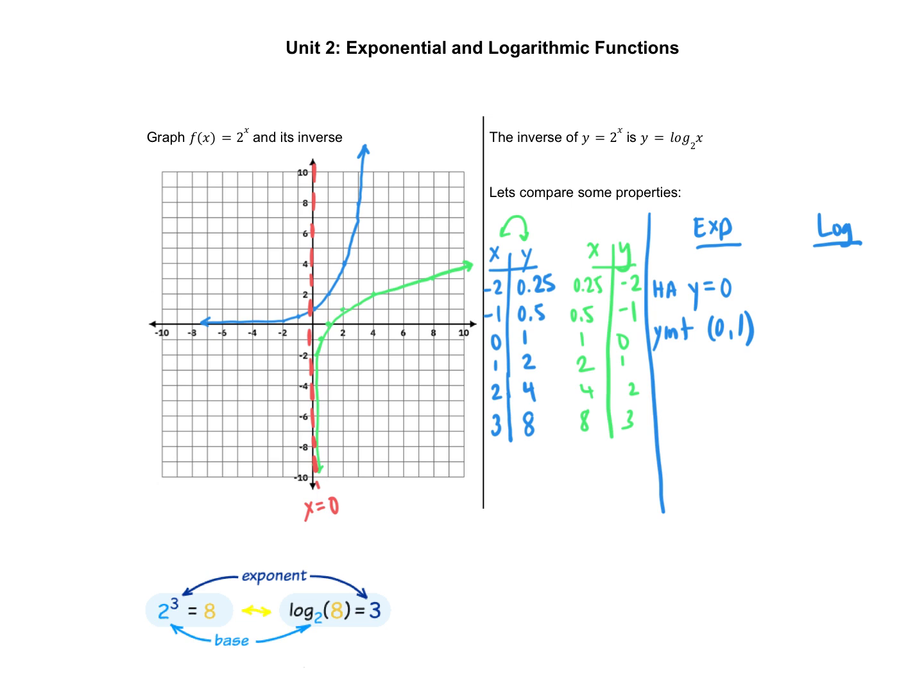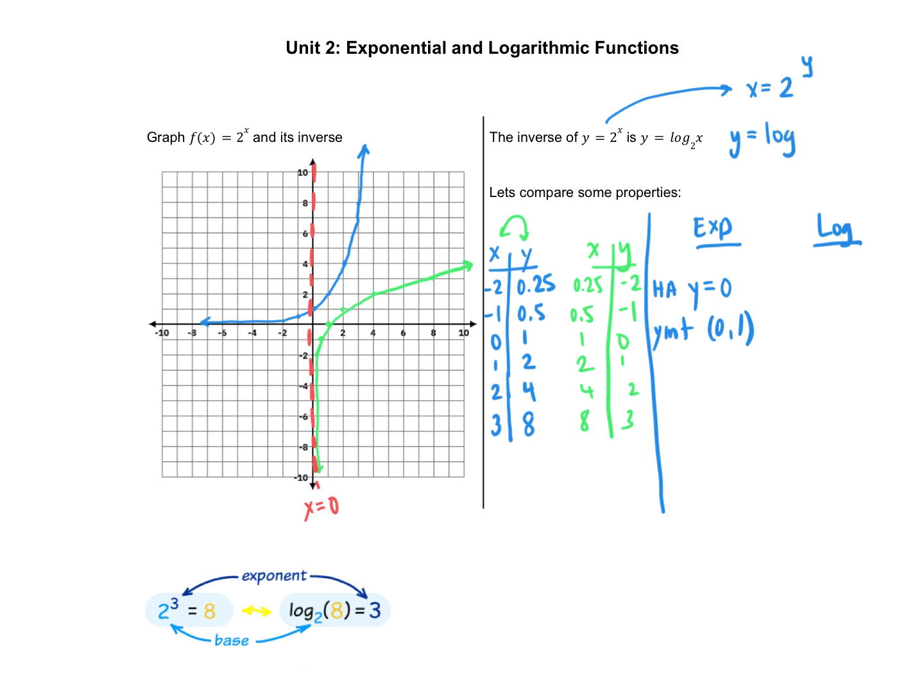Okay, now what we've just graphed here, yes, are inverse functions, and the inverse of an exponential function is a logarithmic function. So I'm just going to take this equation, y equals 2 to the x, and the way we find the equation of the inverse is by first swapping x and y. So I'm going to write x equals 2 to the power of y, and then the way we isolate for y here is actually by using logs.